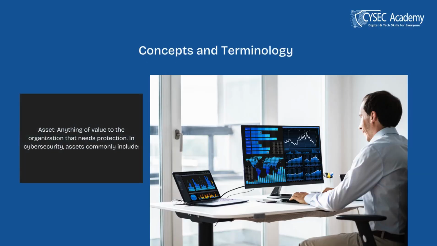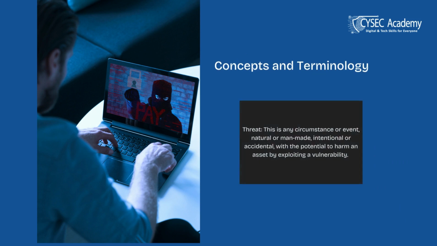Asset: anything of value to the organization that needs protection. In cybersecurity, assets commonly include information and data, such as customer databases, financial records, intellectual property, and employee PII, personally identifiable information, critical under regulations like NDPA and GDPR. Systems: servers, applications, databases, network infrastructure, cloud services. Hardware: laptops, mobile devices, servers, network devices. Reputation and trust: brand image, customer confidence, public perception. People: employees, contractors, knowledge, availability. Identifying and valuing your assets is a crucial first step in knowing what you need to protect.